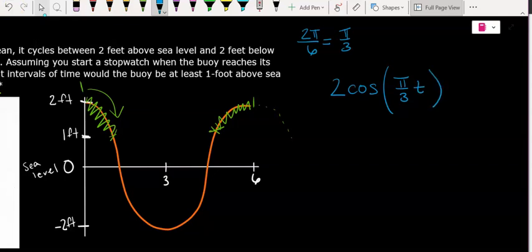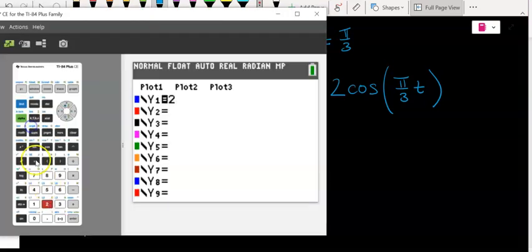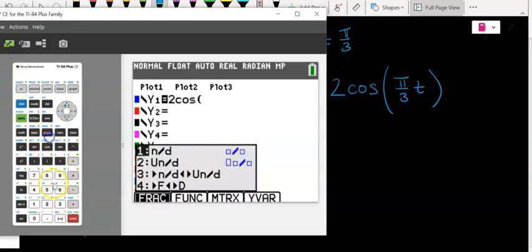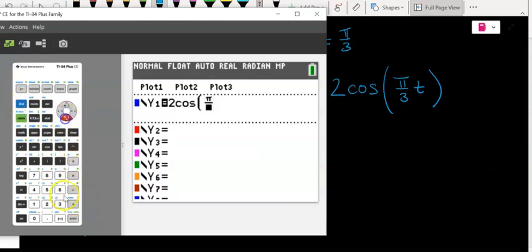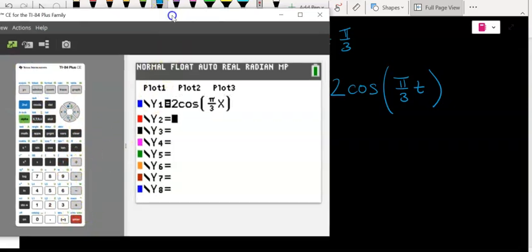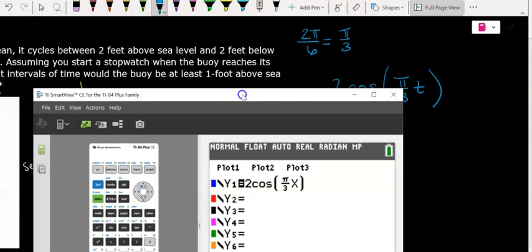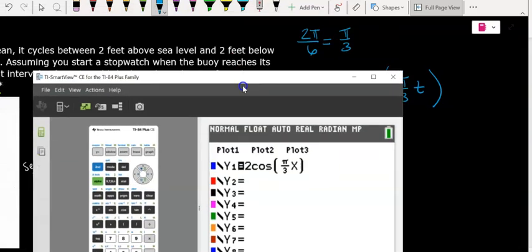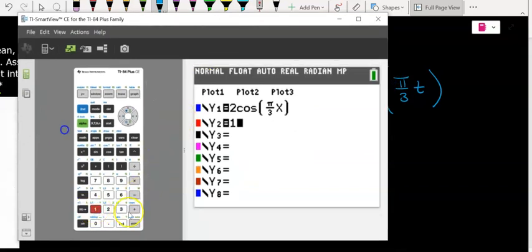Okay. And is it going up or down? Have I shifted my graph up or down at all? Have I shifted it left or right at all? No, I have not. So this is the equation that I'm going to use, and that's the equation that I'm going to put into my calculator. I'm going to enter in 2 cosine, and then it's pi over 3 t. And then what I'm going to set the second equation up for, I want to know when it is greater than 1 foot above. So I'm going to set this equal to 1.